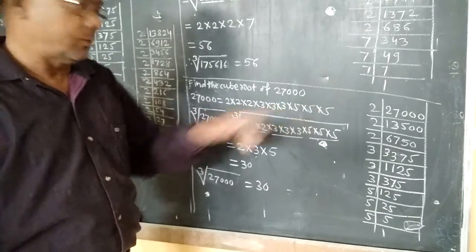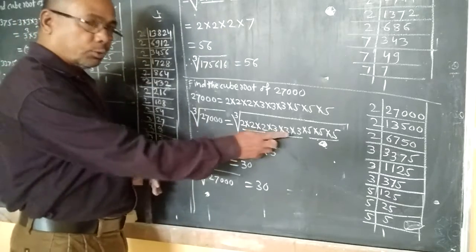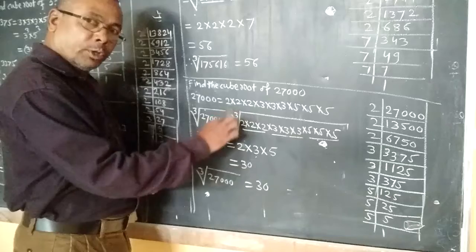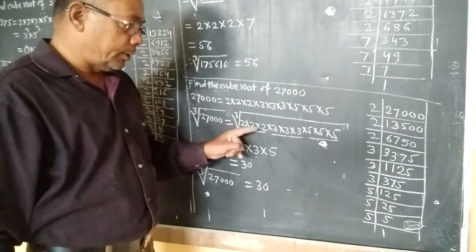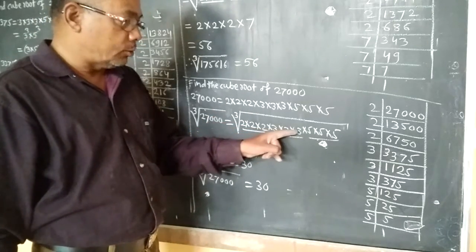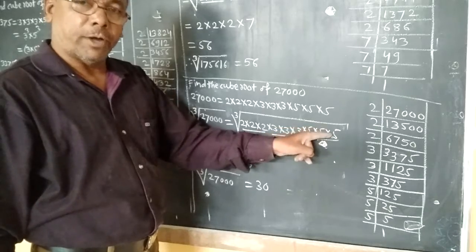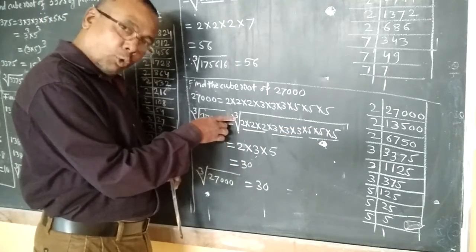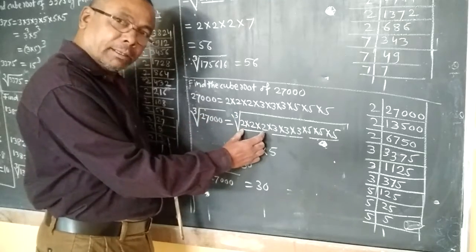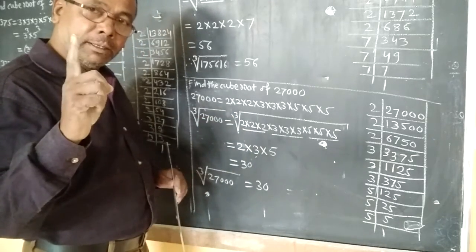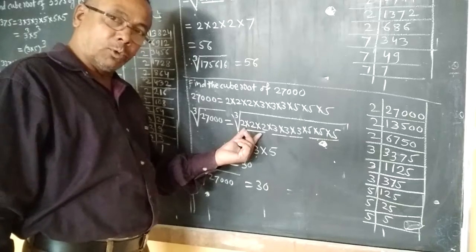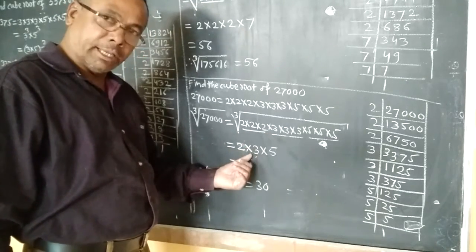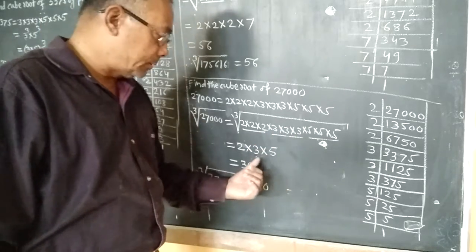5 into 5 into 5, and again taking the cube root on both sides, we get the cube root of 27,000 is equal to the cube root of 2 into 2 into 2 into 3 into 3 into 3 into 5 into 5 into 5. Since we have to find the cube root, we must take triplets here. For the triplet of 2 we get only 2, for the triplet of 3 we get only 3, and for the triplet of 5 we get only 5.